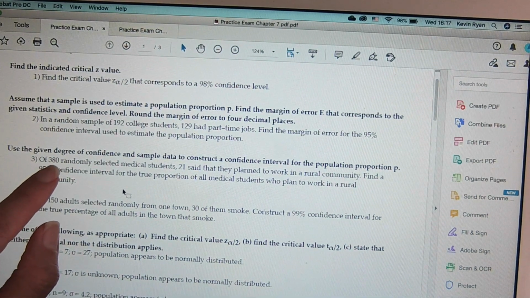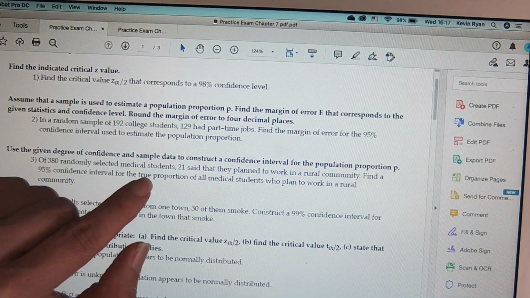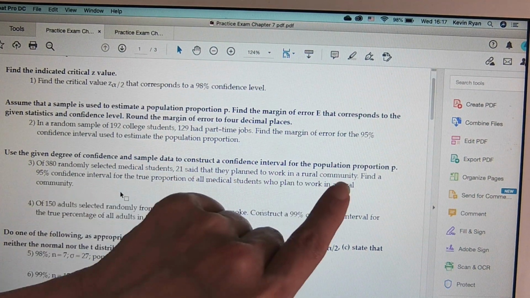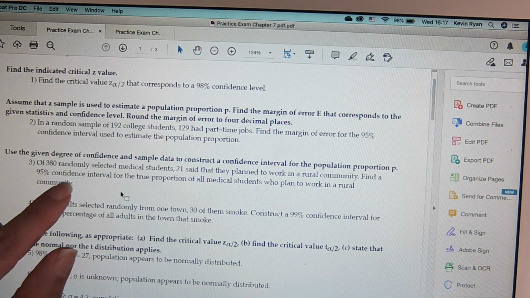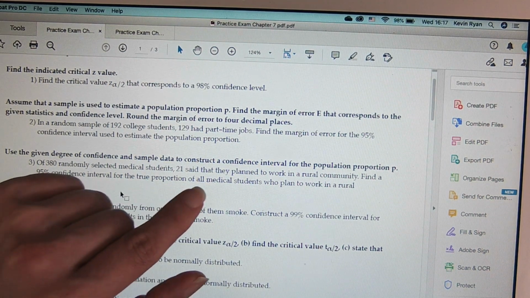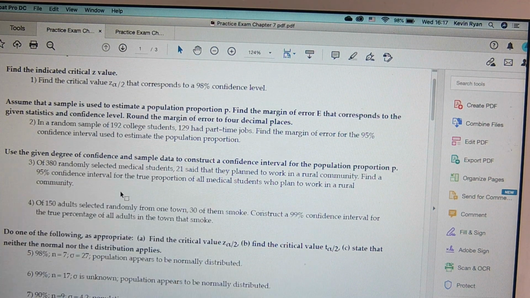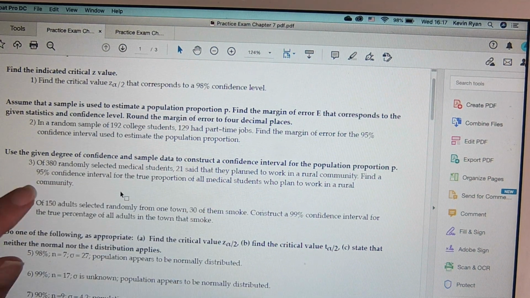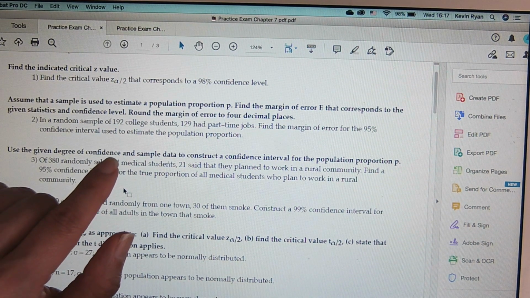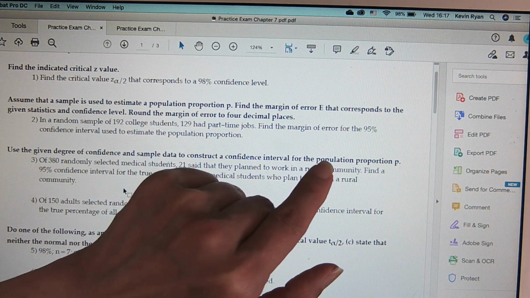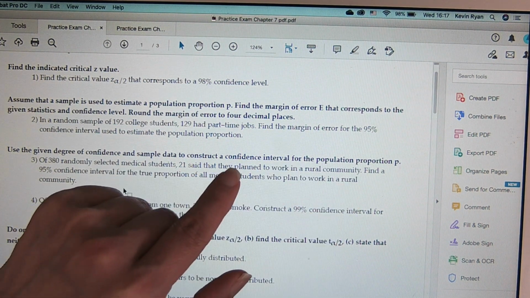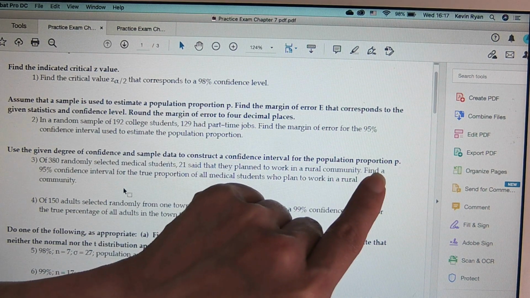Here's 380 randomly selected medical students. Of them, 21 said that they are planning to work in the community. Find the 95% confidence interval for the true population proportion of medical students who plan to do so. You're looking for the confidence interval for the population proportion.